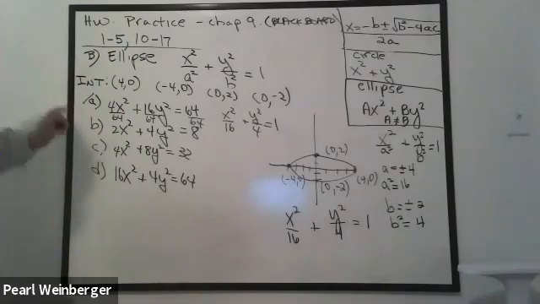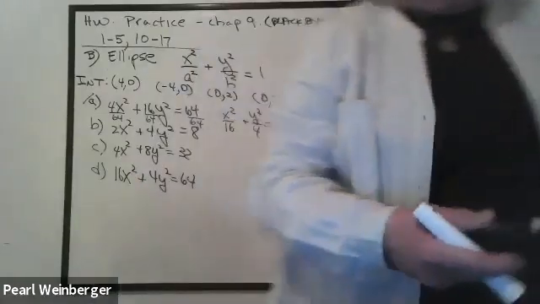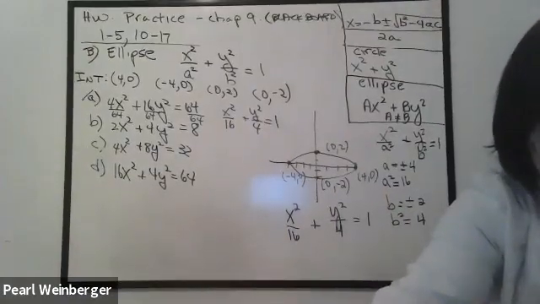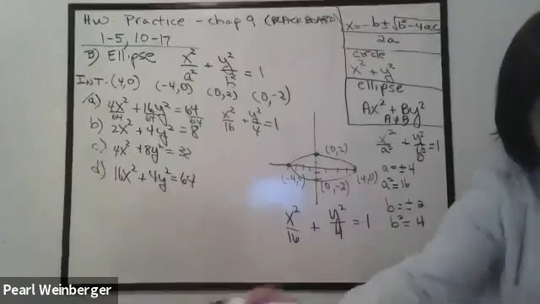How many people got A as their choice? Anybody do that?